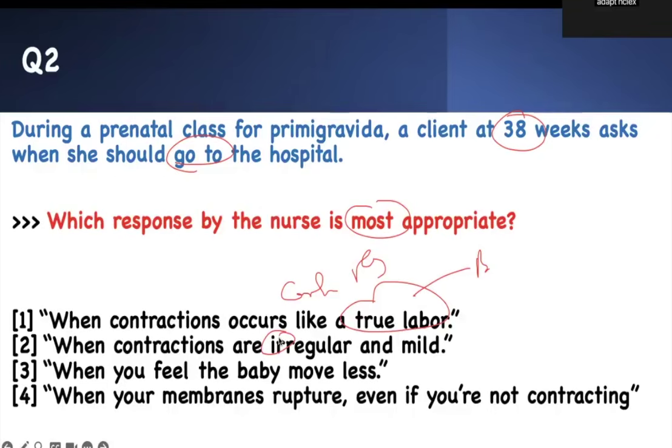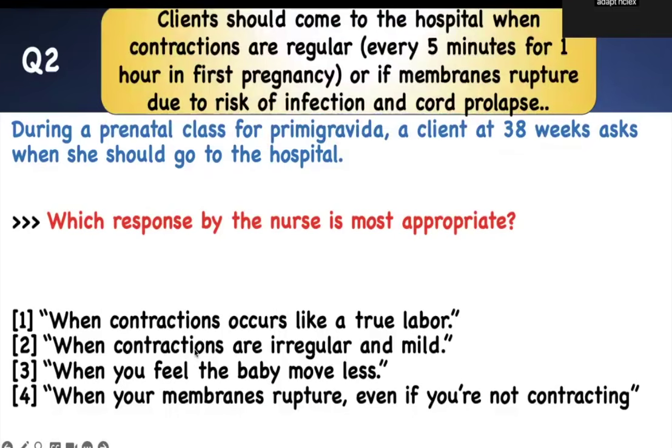Feeling the baby move less is not evidence of labor to come to the hospital. Therefore, the right answer is if your membranes rupture, even if you're not contracting, because of the risks of what? Cord prolapse and infection, you should come to the hospital. Therefore, number 4 is the right answer. And that is the concept for this particular question.